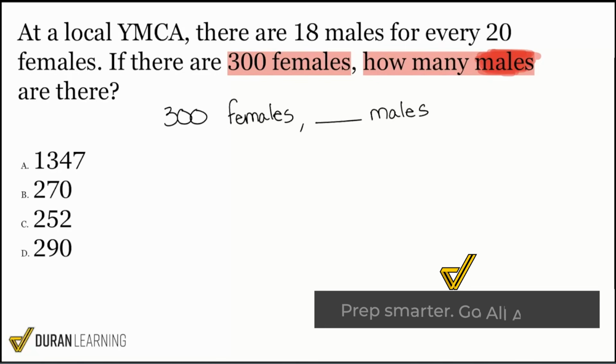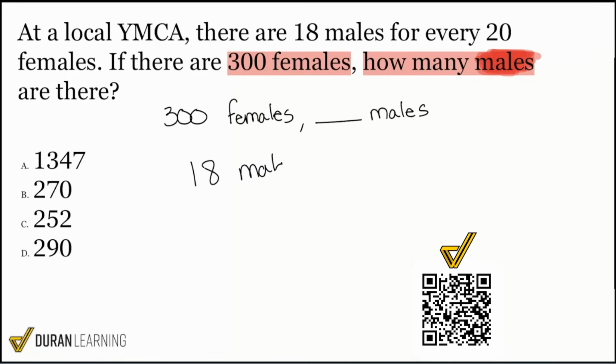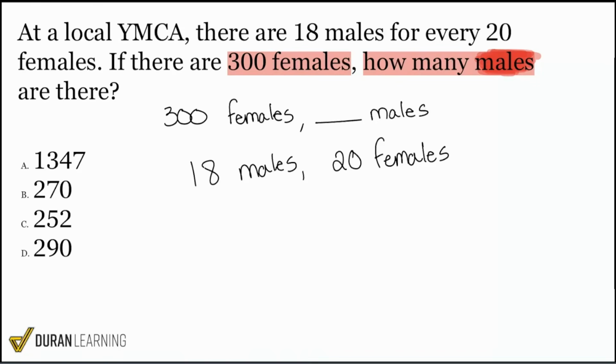So here it says, hey, at the local YMCA, there are 18 males for every 20 females. Okay, cool. So I'm going to write 18 males for every 20 females. Everybody, what's wrong with this already? I wrote the information down exactly as I saw it. 18 does correspond with males. 20 does correspond with females. I wrote down the right information. Correct. I wrote down the right information, but I wrote it down in the wrong order.